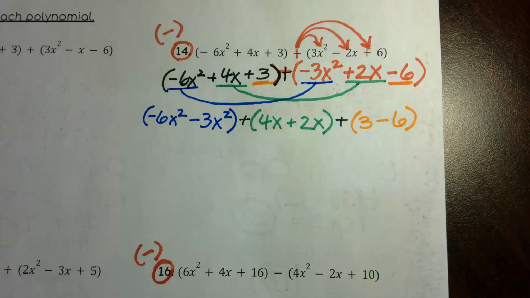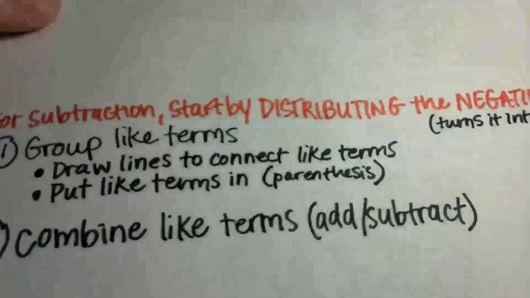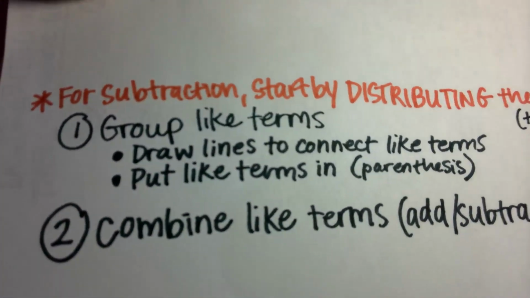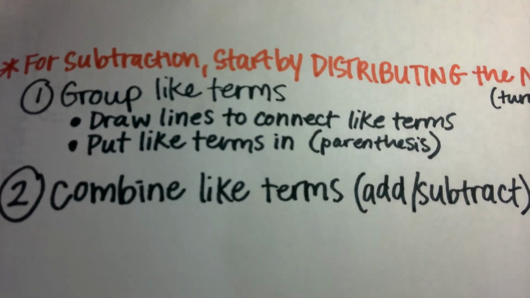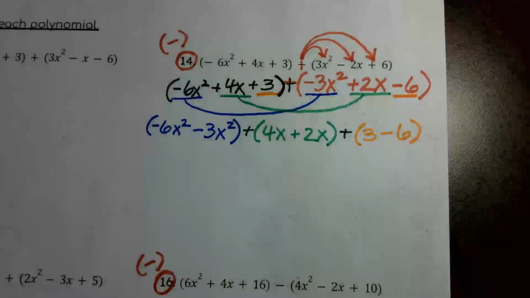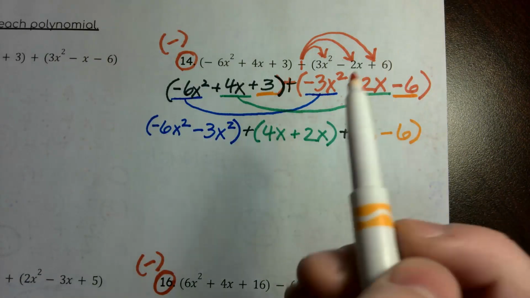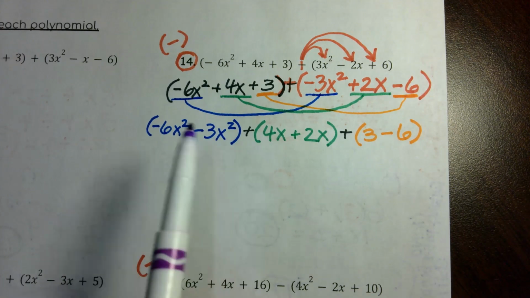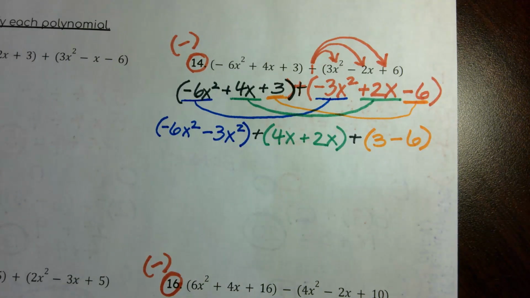All right. So now we've grouped our like terms. As you can see, we drew the lines and put them in parentheses. Now we just combine them with addition and subtraction. I didn't draw a line for this one. There you go. Let's just do the problems in the parentheses. We have negative 6x squared minus 3x squared. What's that going to give us? Negative 3x squared? Oh, let's type it in our calculator.